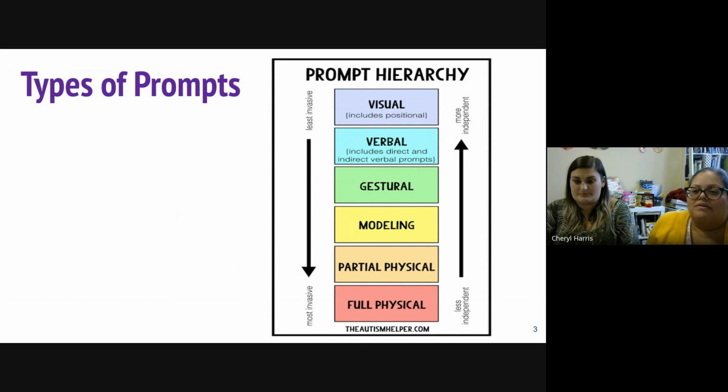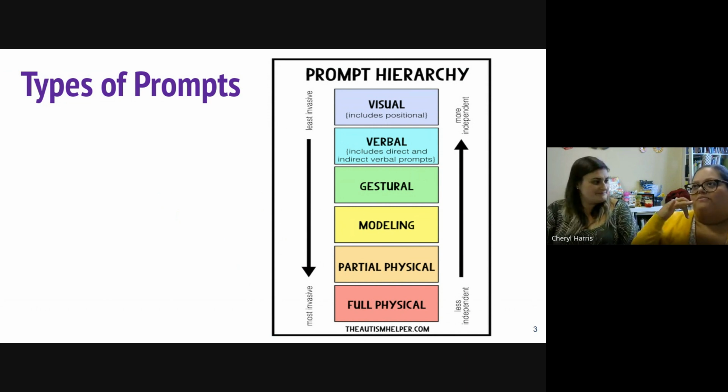So if we looked at this prompt hierarchy, we would start with a full physical prompt, move to a partial physical, then we could do modeling. We could gesture the prompt, which would be showing them, then a verbal prompt, and then a visual prompt, which is our least intrusive prompt.